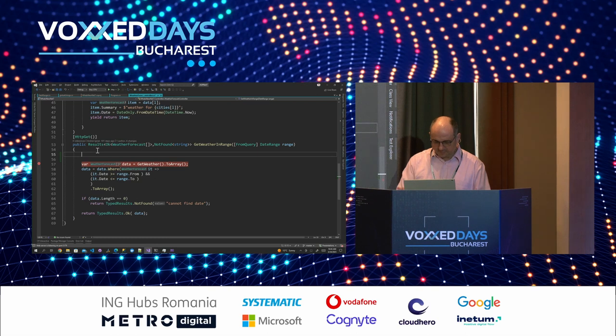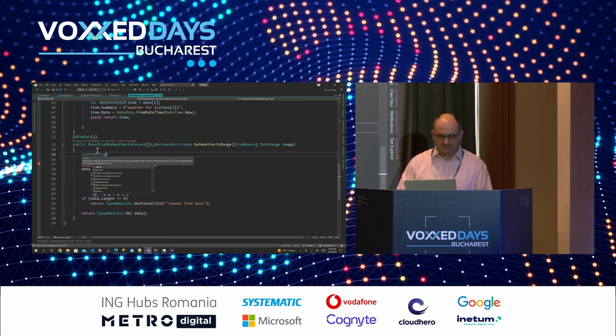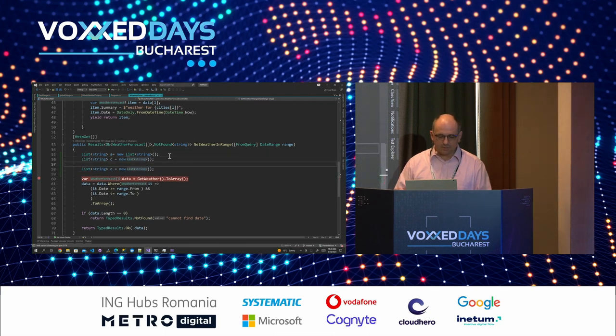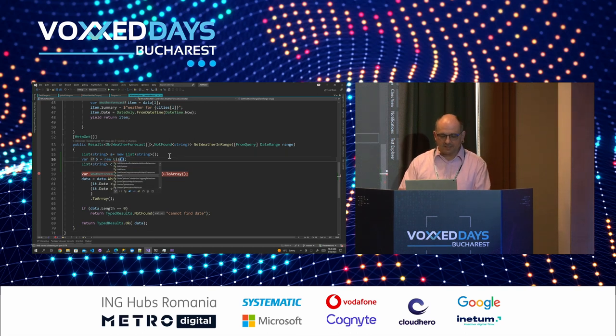If I have list of t, list of string, a equal new. Just a moment. Let me put it like this. New list of string. Let me put A, C, and I put B. I have 3 definitions, and it shows you how the .NET framework has evolved. So I think that this will be evolved by someone in the next version. So I have 3 definitions of list of string.